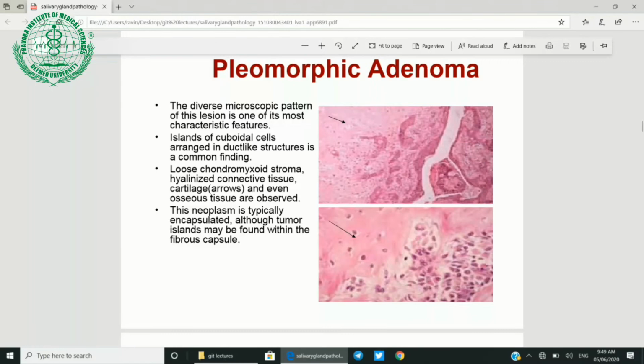What I mean by this is, you can get cuboidal-like cells arranged in duct-like structures. You get a very loose chondromyxoid stroma. You can appreciate that here.